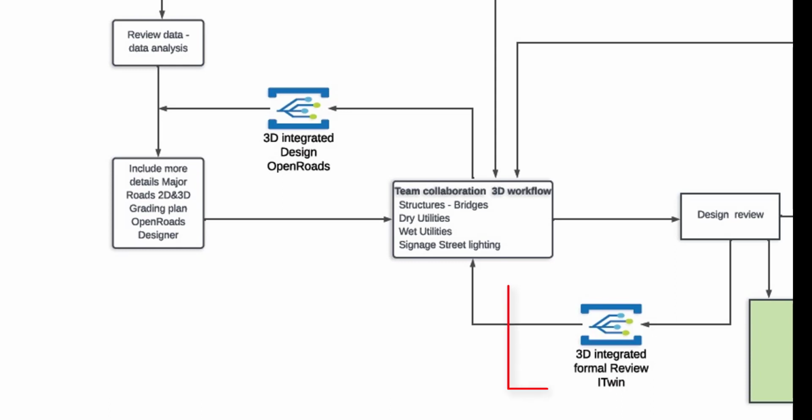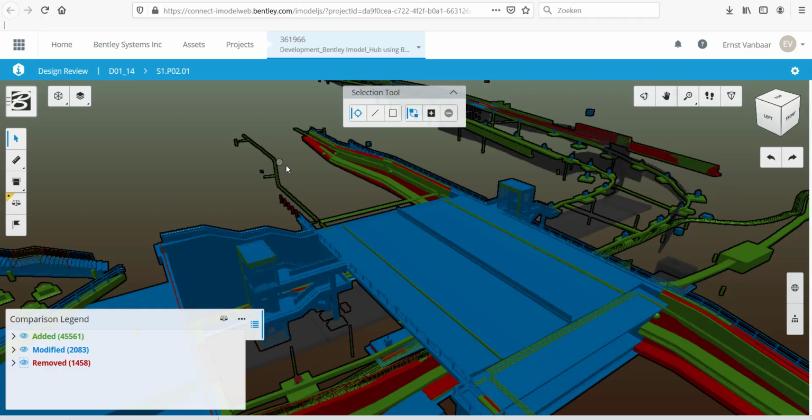So now we're going to focus on the formal design review in the middle here. So we're going to use the iTwin services. That means we can bring from every discipline, roads, bridges, utilities, buildings, we can bring it all together in an iModel, which is going to be shared in the iTwin service. So right now, you can also check it on the website of Bentley about iTwin services, what it is. But here you see one of the examples.